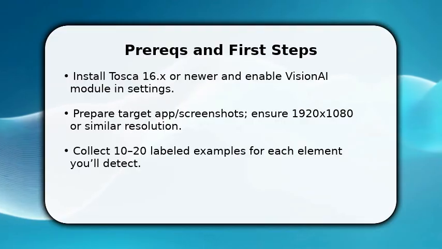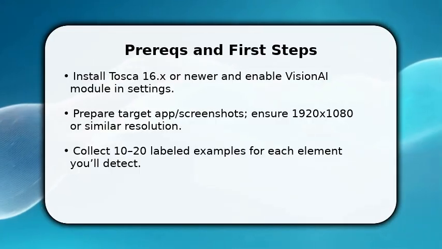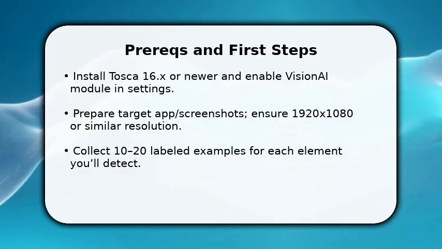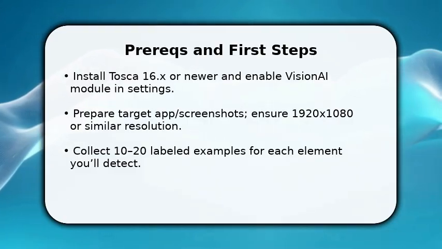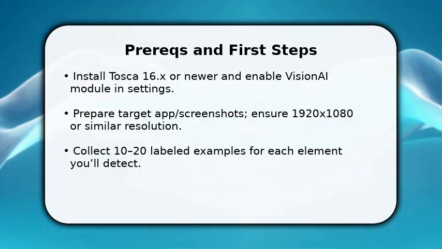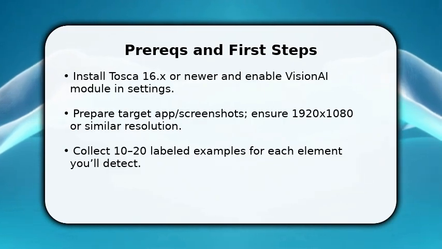Now import 10 to 20 labeled screenshots per UI element. This gives the model variety. Make sure images reflect different states: enabled, disabled, hovered. This initial dataset accelerates training and reduces false positives as you proceed to model configuration and training.